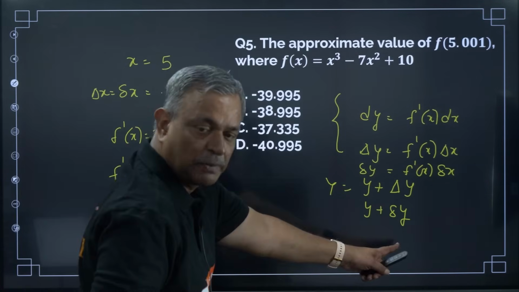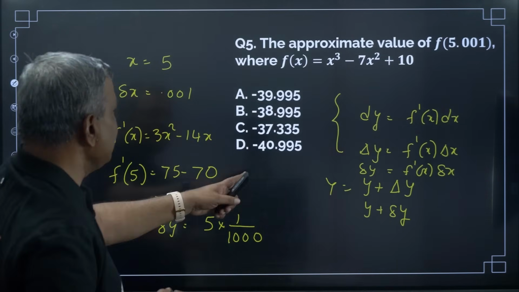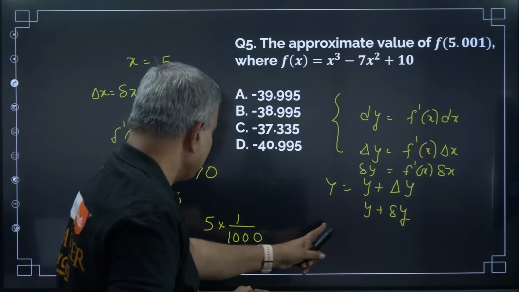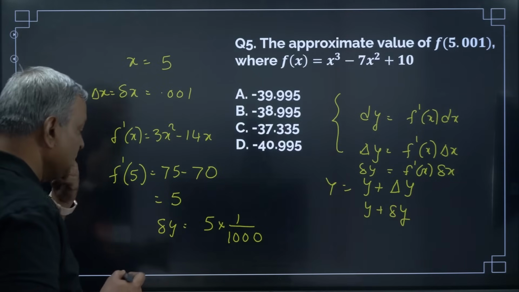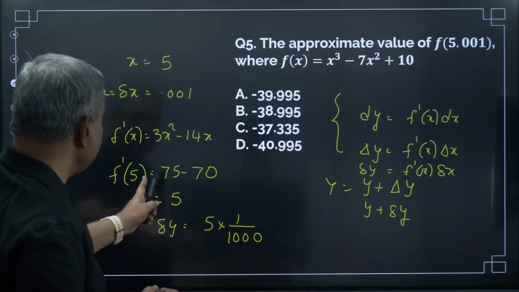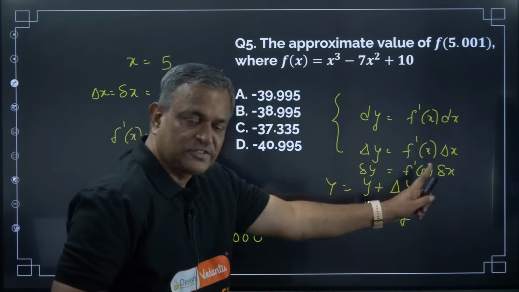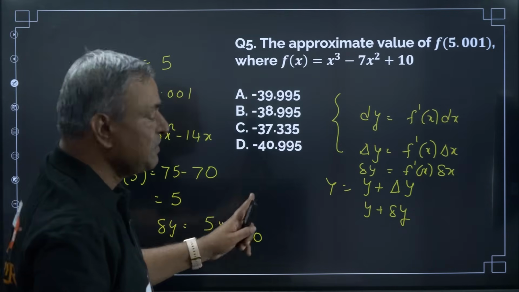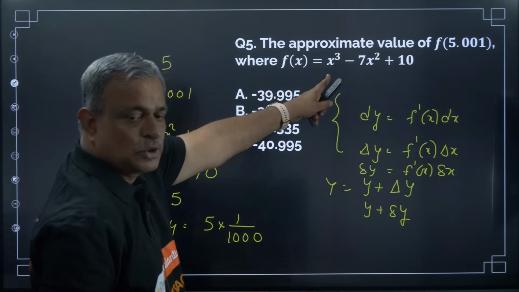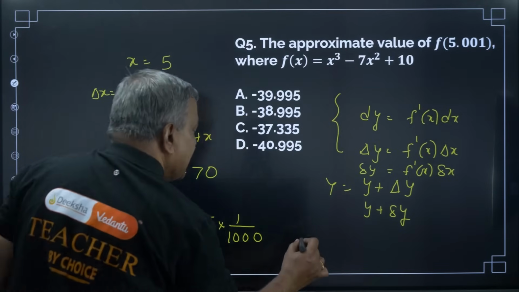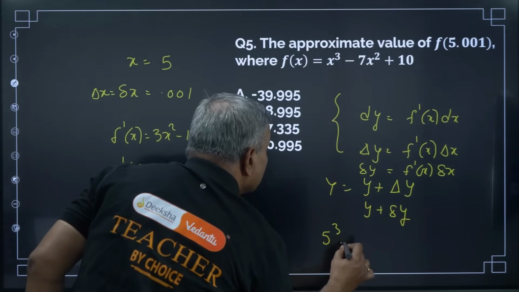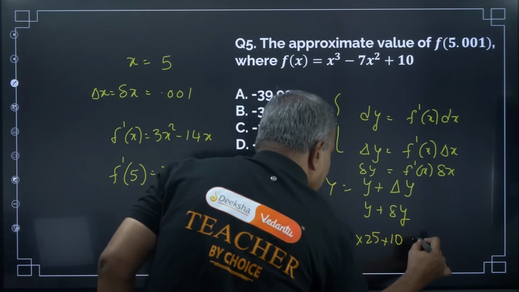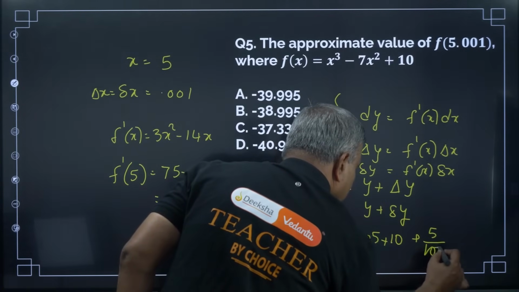So the delta y value you substitute here. What is the y value? This delta y we got it. So delta y is nothing but f dash y, which is 5, into delta x. That we did already. 5 into delta x we did, that is the delta y we got. What is the y value? Plain substitute x is equal to 5 here. So how much do we get then? 5 cube minus 7 into 25 plus 10 plus 5 by 1000.